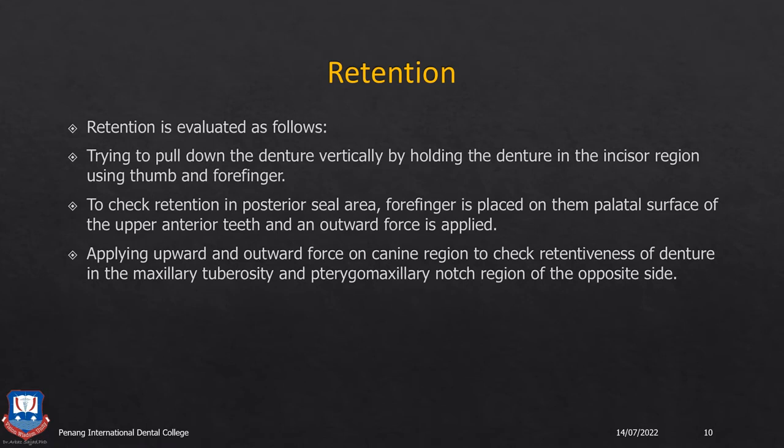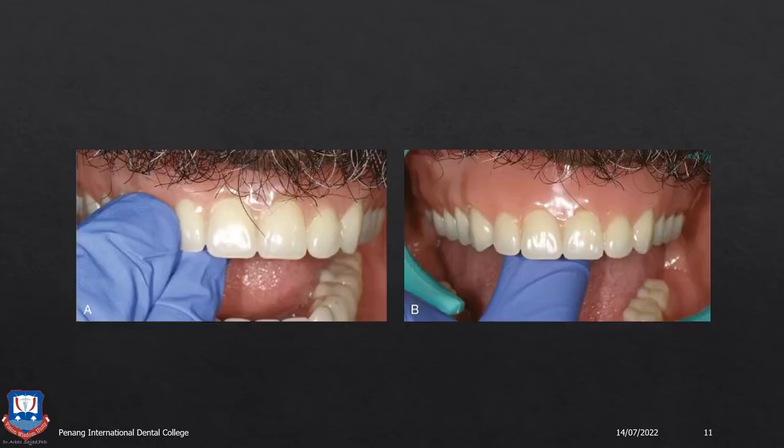After peripheral extensions, you check for the retention. As I mentioned in previous lectures, retention is the ability of the prosthesis to resist displacement in a vertical direction, toward gravity. So we try to pull the denture down by holding it in a pinch grip between the thumb and the fingers, with your fingers over the incisal edges of the anterior teeth, and you try to pull the denture to check whether it is retentive or not. Then the next thing you check is the retention of the posterior palatal seal, or the post-dam area, in the terminal part of the maxillary denture.